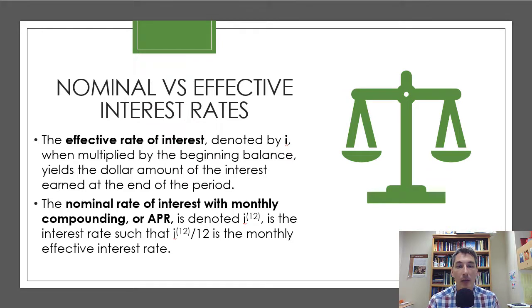A nominal rate is really something else. In this case, a nominal rate is connected with the APR, as it's often used in banking. The nominal rate of interest with monthly compounding, that's what APR is, so it assumes monthly compounding. That's denoted I with a little 12 in parentheses in the superscript. It's not an exponent, but a notation. It's the interest rate such that I super 12 divided by 12 would be the monthly effective interest rate. So if the nominal interest rate was, say, 0.12, then the monthly effective interest rate would be 0.01, because you take 0.12 divided by 12 and get 0.01. That's the idea.